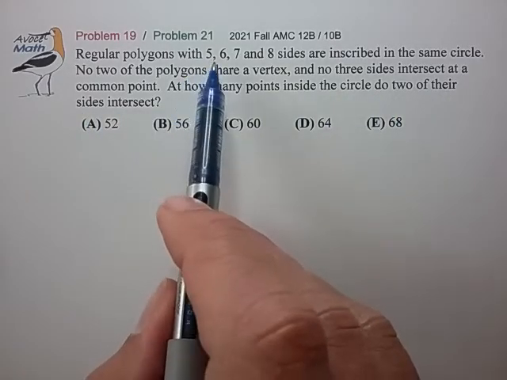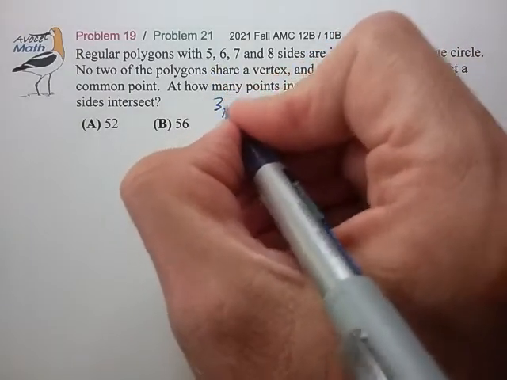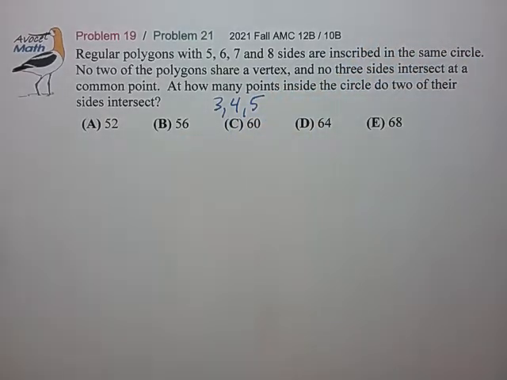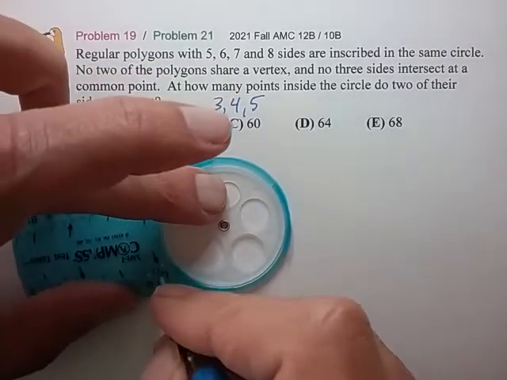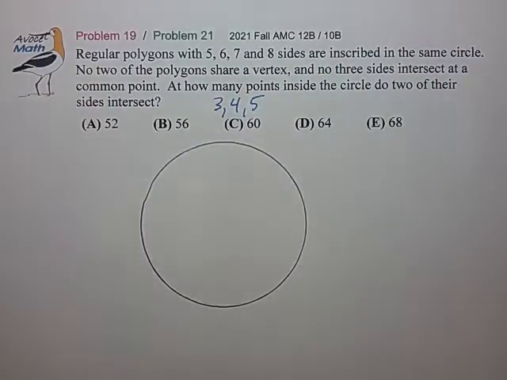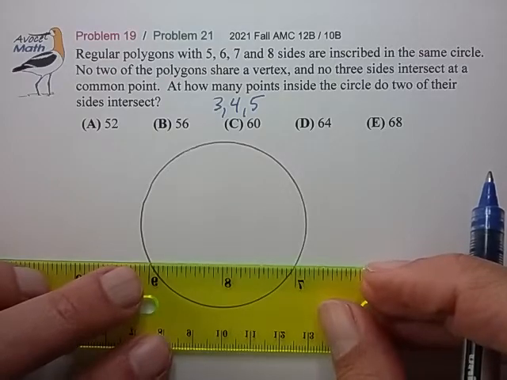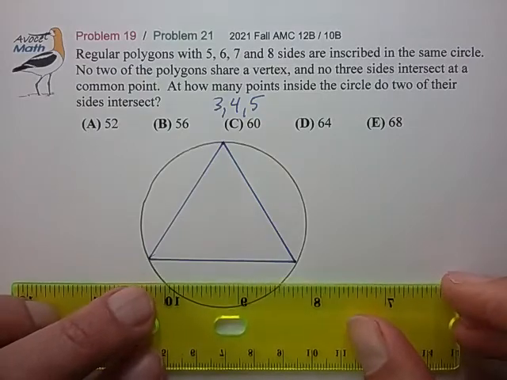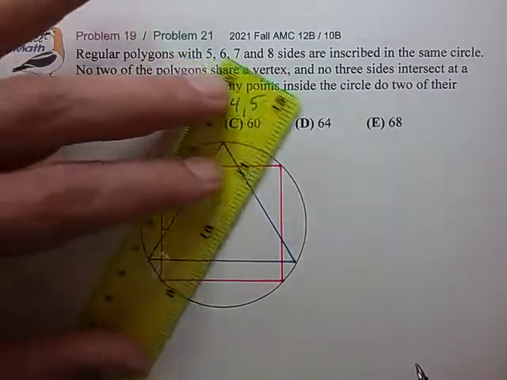All right, those are pretty large polygons, so that would be difficult to draw. So instead, let's try a simpler problem with 3, 4, and 5-sided polygons to learn how this works. So let's draw up a circle right about here and draw our triangle in blue. Draw up the square in red and the pentagon in black.